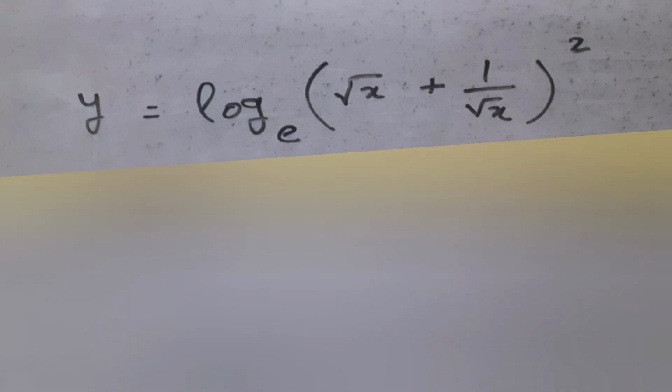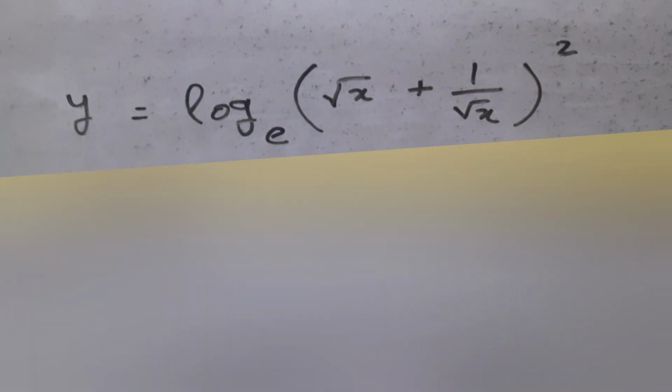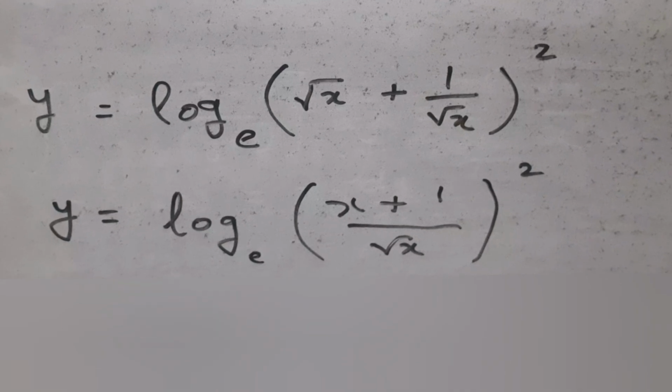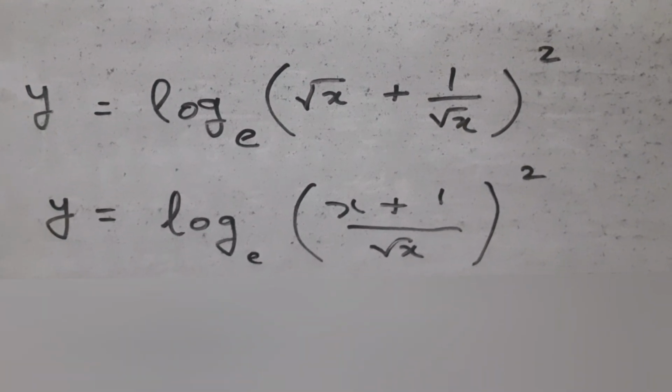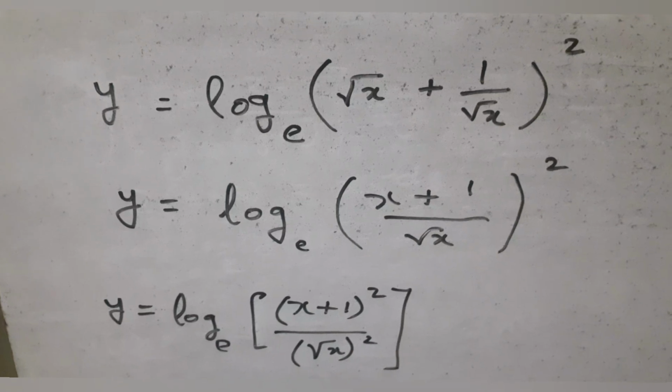We assume that the base of the logarithm is e. Note that root x into root x equal to x. Add the fractions. Split the expression inside the brackets as x plus 1 the whole square by x.